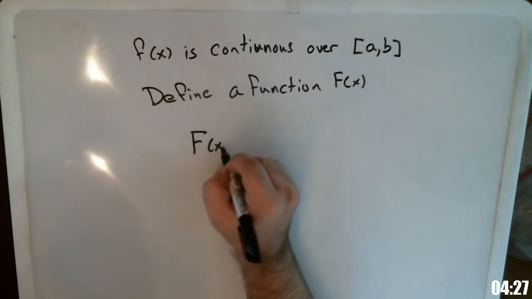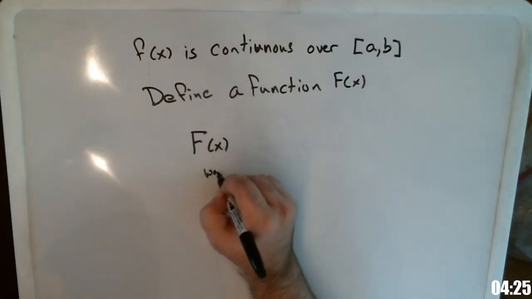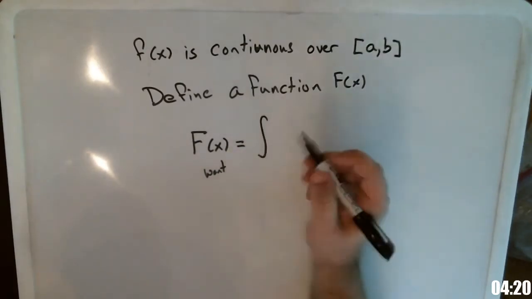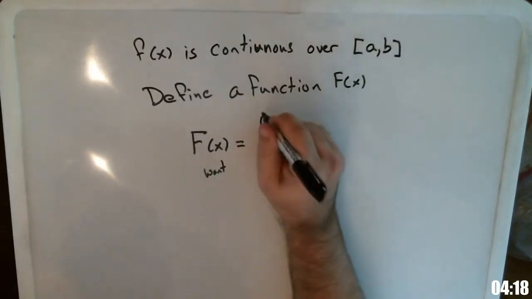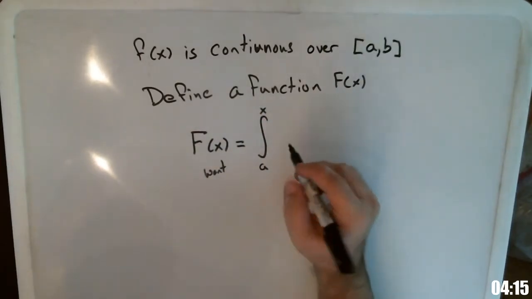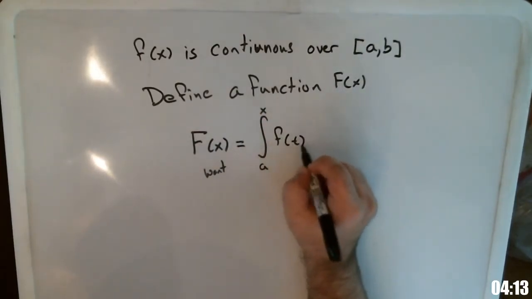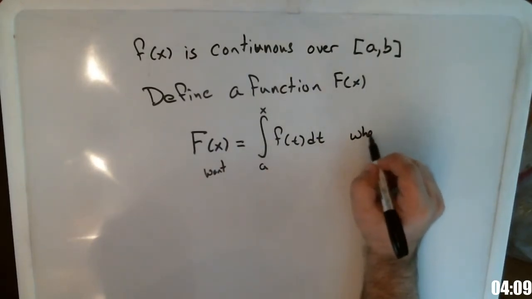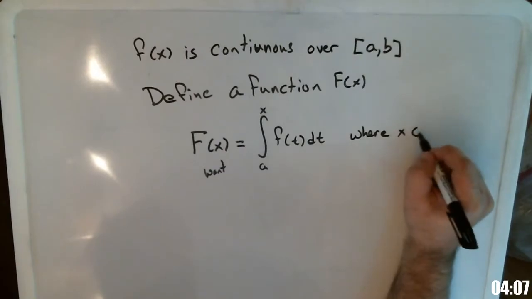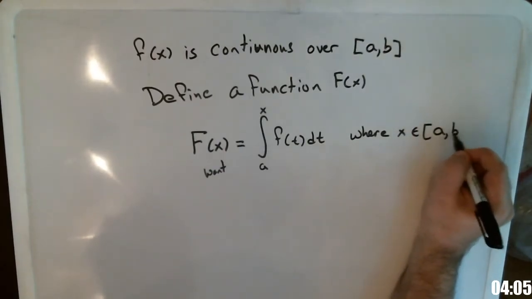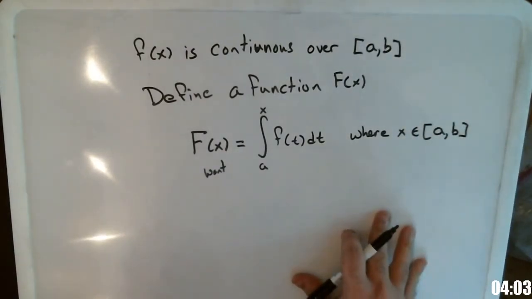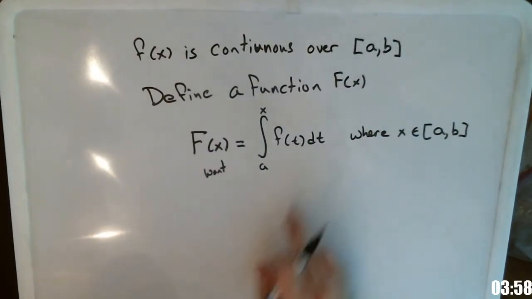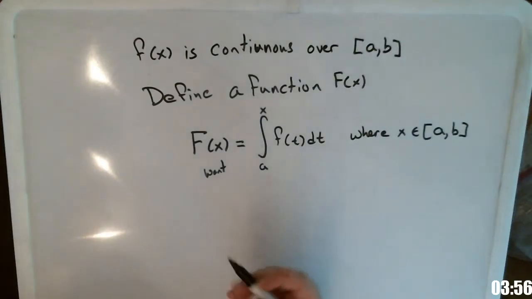Big F of x, I want this to be the same as the integral from some point A to some point x of f of t dt, where x is any point inside the interval AB. Okay, so that's the definition of what big F is. Okay, whatever this would be when we end up solving it.